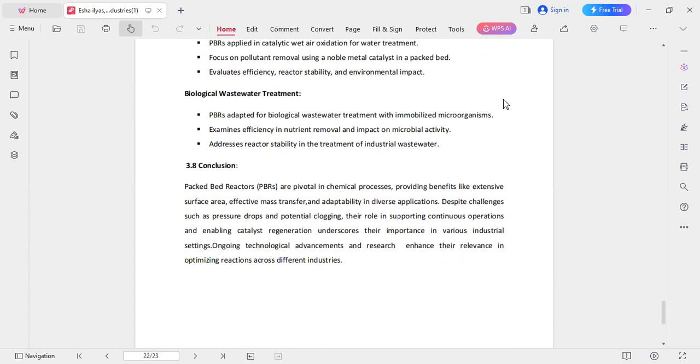And here's the conclusion of packed bed reactors. Packed bed reactors are pivotal in chemical processes, providing benefits like extensive surface area, effective mass transfer, and adaptability in diverse applications. Despite challenges such as pressure drops and potential clogging, their role in supporting continuous operations and enabling catalyst regeneration underscores their importance in various industry settings. Ongoing technical advancements and research enhance their relevance in optimizing reactions across the different industries.